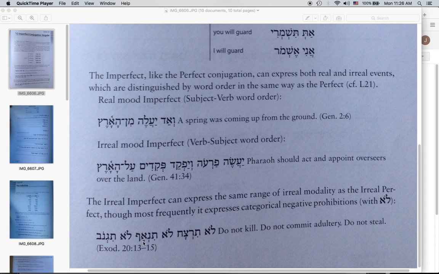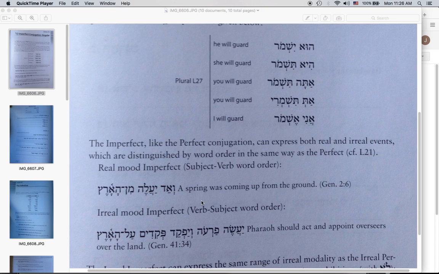So here we have do not commit adultery and do not steal. These are not in a different conjugation that is a command. These are the irreal imperfect. In the future, you should not kill. All right, so this is how the irreal imperfect is mostly found. Most of the time we'll find it following the negation lo, but not all of the time. All right, so this is the imperfect.